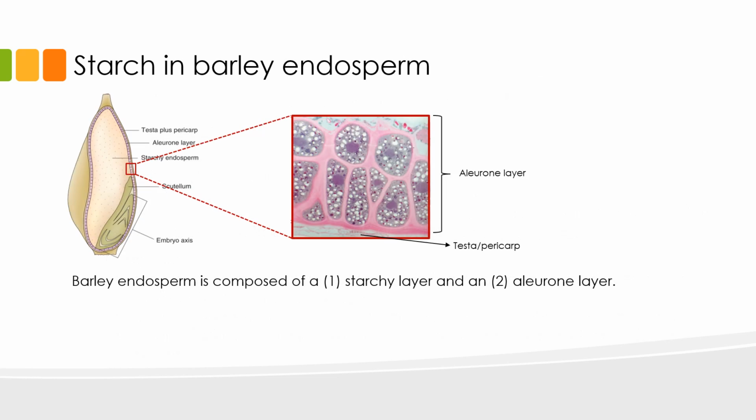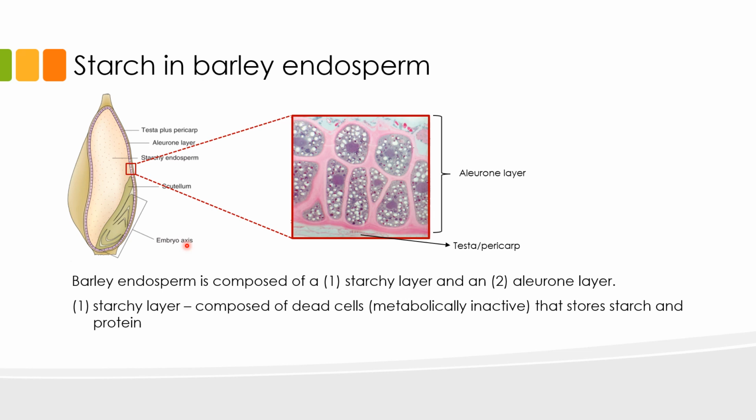This slide should look familiar to you. In this slide, we have a cross-section of a barley seed with the starchy endosperm surrounded by the aleurone layer. The starchy endosperm is made up of dead or metabolically inactive cells that store starch and proteins. From our lecture on seed morphology and anatomy, we've already established that the endosperm is the source of food for a growing embryo during germination. In this example, how do you think the embryo will use the carbohydrate if the cells storing the starch and proteins are metabolically inactive? Now, the starchy endosperm, as you already know, is surrounded by the aleurone layer.